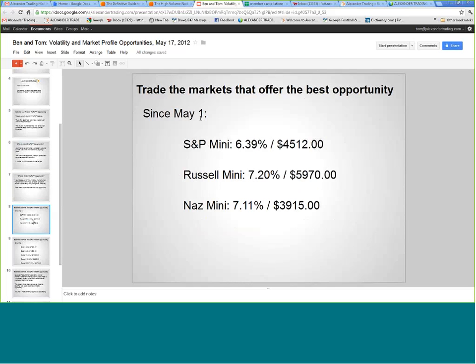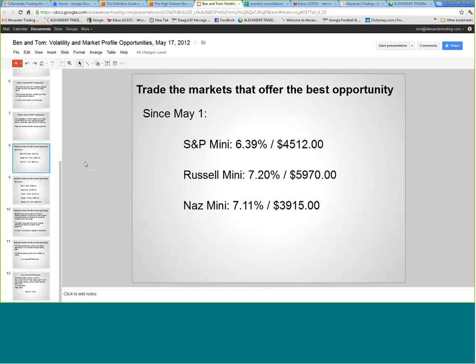Now, as Ben points out, since May 1st, we've had some really nice moves. The instruments that the overwhelming majority of traders focus on are the S&P Mini, the Russell, and the NAS. These are nice moves. If you had sold one contract of each of these or any of these on May 1st, from high to low, $4,500 in the S&P Mini, and then the Russell, which, as I'm sure you're all aware, has more juice than the other two, almost $6,000 per contract. These are nice moves.